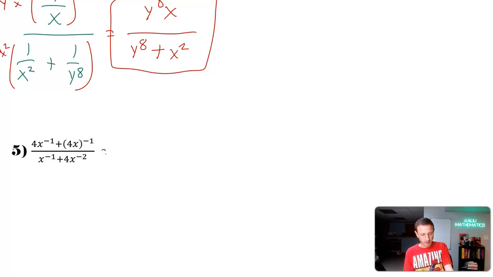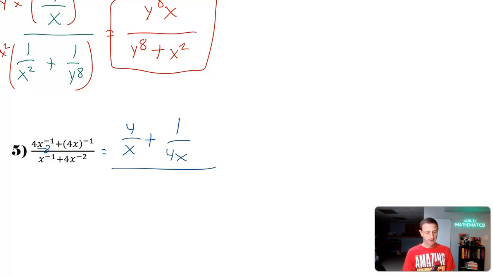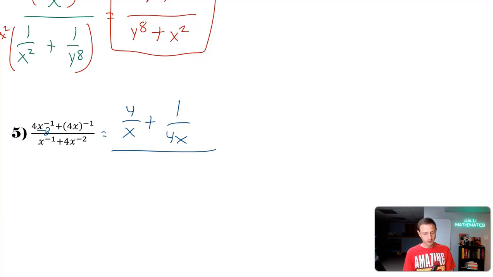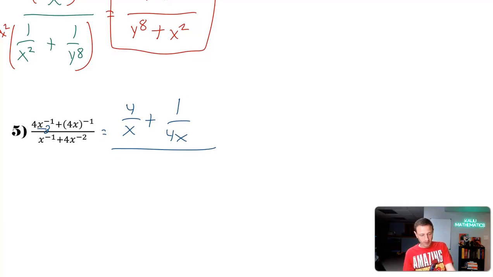And last one, number 5. Looking a little complicated, so let's be careful how we navigate this one. So this is 4 over x, because this is just x to the negative 1, so the x just has to go down. Plus, this is 4x to the negative 1 in parentheses, so that whole entire statement needs to go down, so 1 over 4x. All over x to the negative 1 is 1 over x, plus 4x to the negative 2, only the x has the negative exponent, so 4 over x squared.